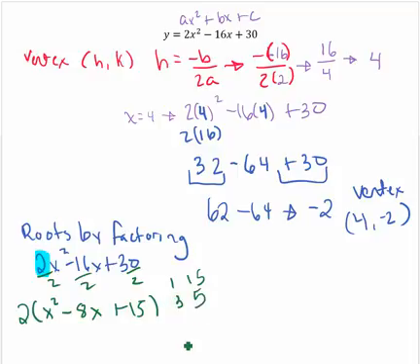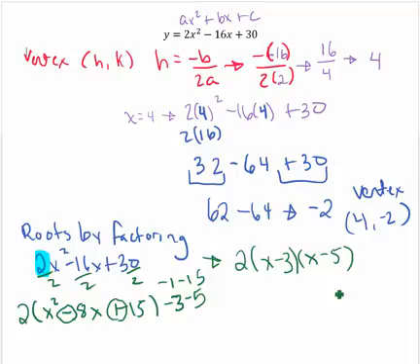3 and 5. Okay, and if we look, they both need to be the same sign, and they both need to be negative. And we see that negative 3 and negative 5 give me the negative 8. So now this factors into 2 times (x minus 3) times (x minus 5). Set these equal to 0 in order to solve them. So I have x minus 3 equals 0 and x minus 5 equals 0.